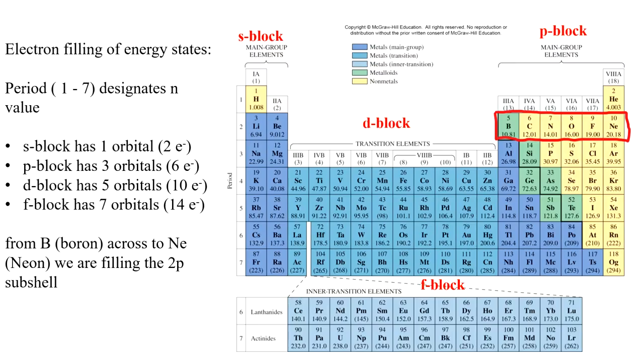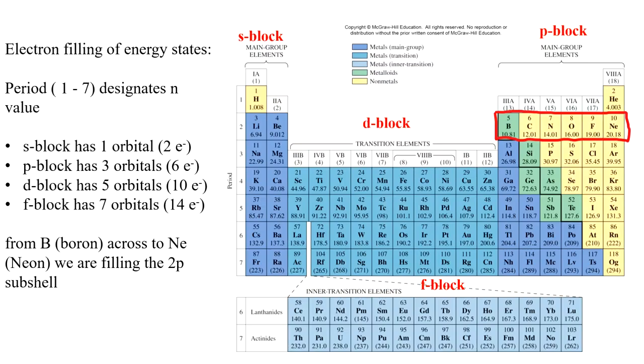So the s block, you can see there's only 2 elements that are in the s block because the s orbital can only take 2 electrons, and so everybody in group 1 and group 2 is filling up either 1 or 2 electrons into that last s orbital.